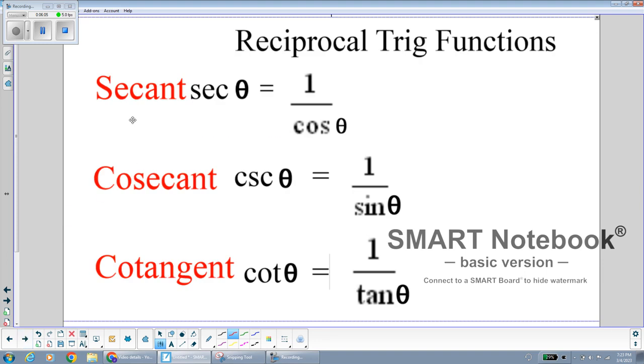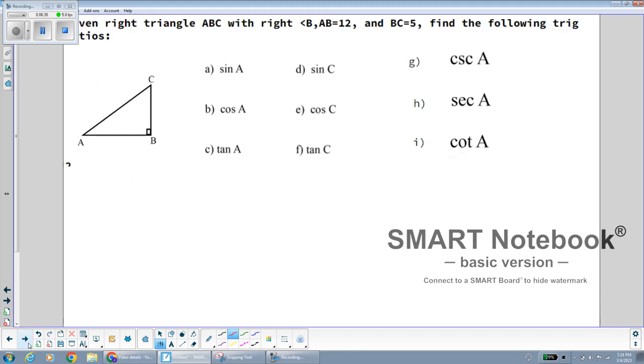We also have some reciprocal trig functions. So remember, reciprocal just means that you flip the fraction. So the reciprocal of cosine would be secant, the reciprocal of sine would be cosecant, and the reciprocal of tangent would be cotangent. And we abbreviate secant as SEC, cosecant as CSC, and cotangent as COT. We're going to do an example in a minute where we'll see how we actually use these reciprocal trig functions.